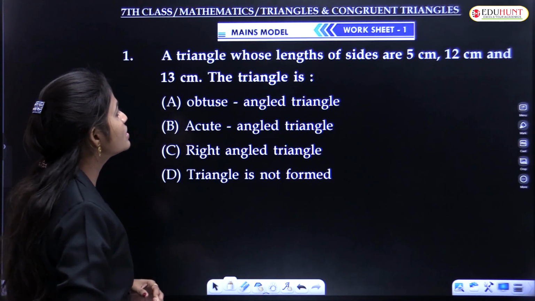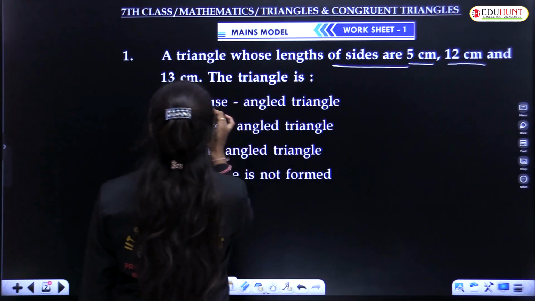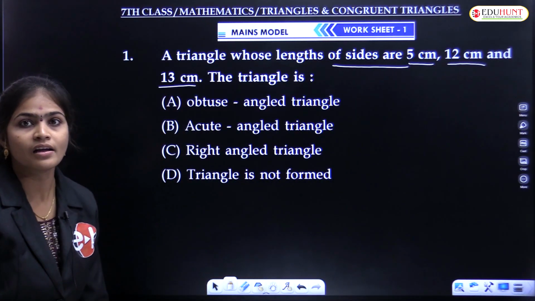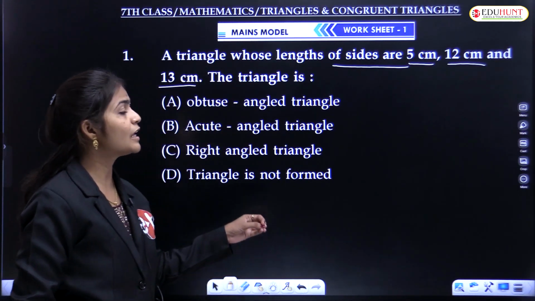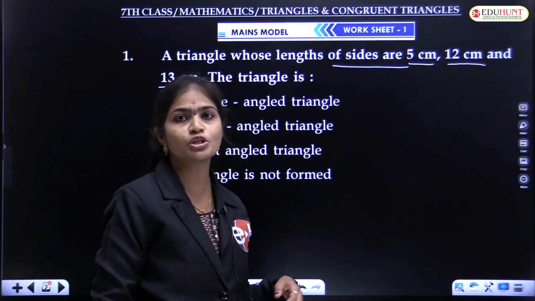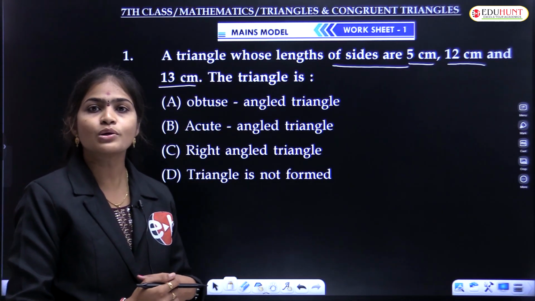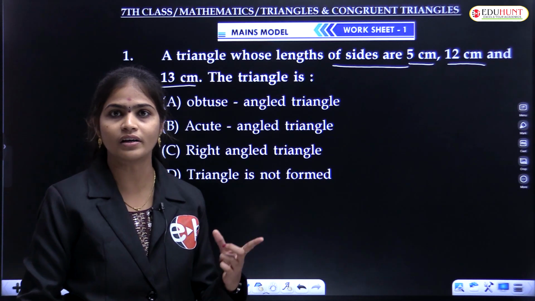A triangle whose sides have lengths 5 centimeters, 12 centimeters and 13 centimeters. Here the measurements of the triangle are given. Now we need to find which type of triangle it is. Here we have three conditions, which we didn't discuss at the time of the synopsis.